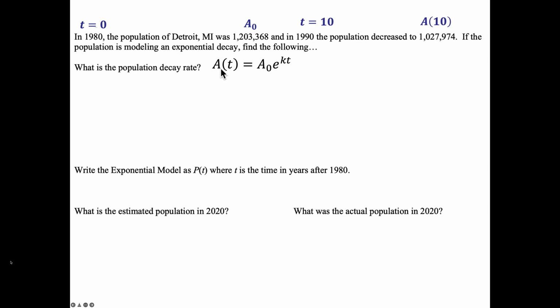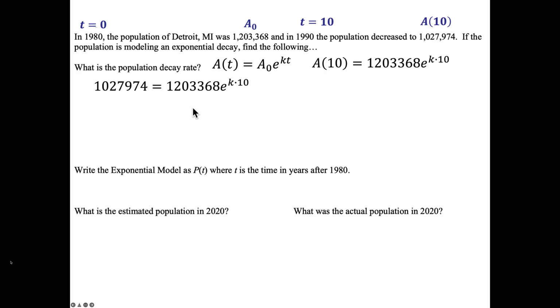So we're going to throw this all into our formula right here. So A sub 10 equals the beginning population times e to the k times 10. And then we're going to take out this A sub 10 and replace it with the 1,027,974. Don't worry about how big the numbers are. We're going to let the calculator deal with all of them. Divide over the 1,203,368. Now that's equal to e to the k times 10 power.